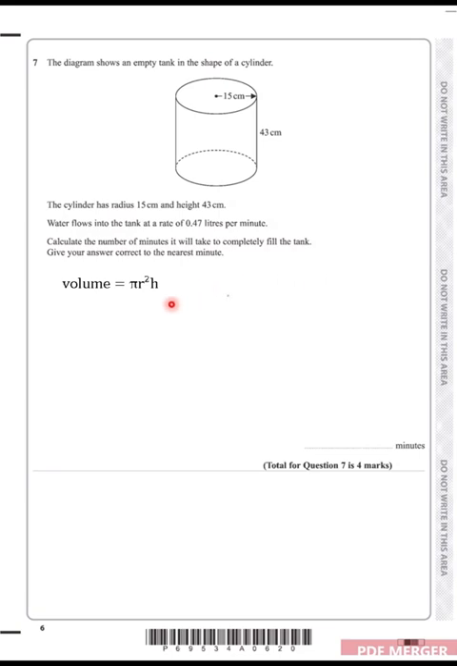So let's plug in everything we know so far. Radius is 15 and height is 43. So pi multiplied by 15 squared multiplied by 43. In the calculator, this will equal 9,675 pi centimeter cube. Now to convert centimeter cube to liters, we need to understand that 1 liter is equal to 1,000 centimeter cube. To get to liters, we need to do 9,675 pi divided by 1,000. This is equal to 387 over 40 pi liters.